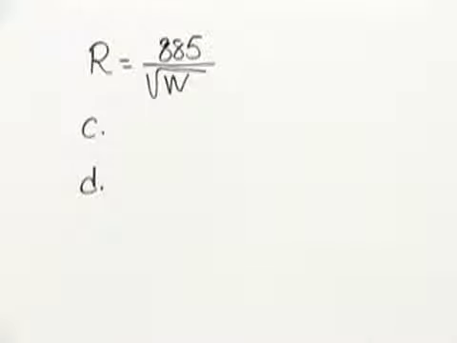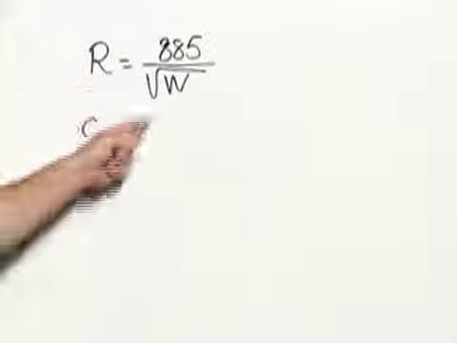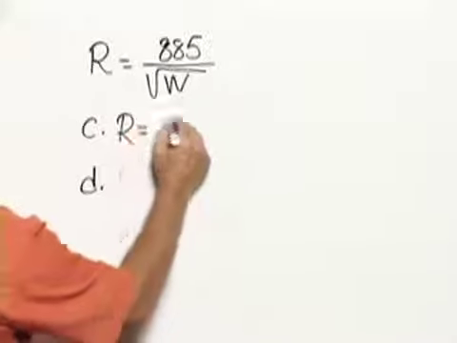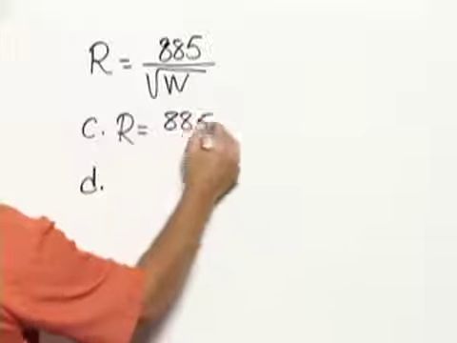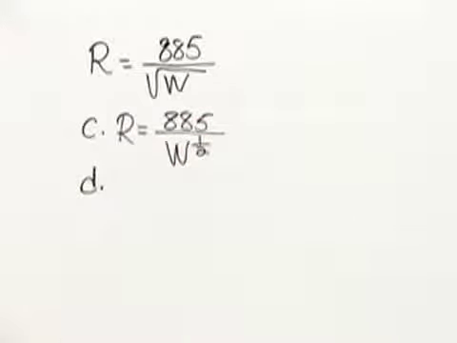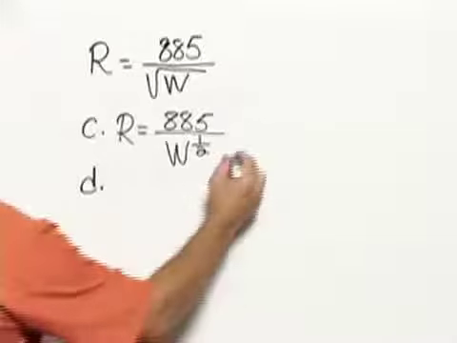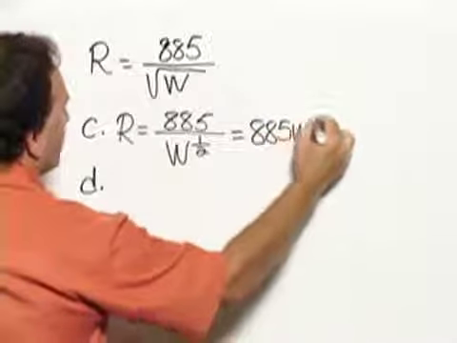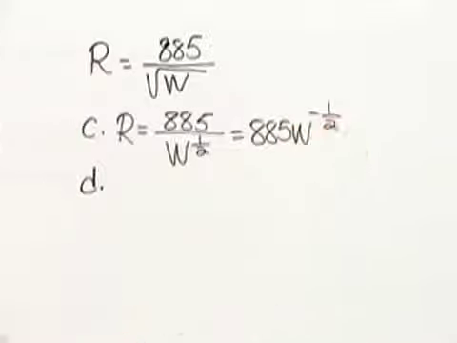Part C was to write this formula using rational exponents. So we'll start by writing R equals 885 over W raised to the 1/2. But now we can rewrite that as 885 W raised to the negative 1/2. So that's R equals 885 W to the negative 1/2 power.